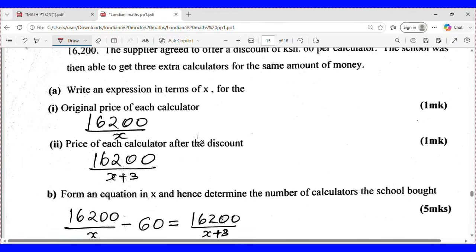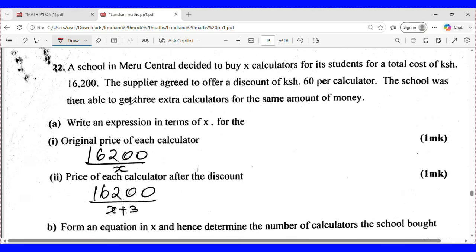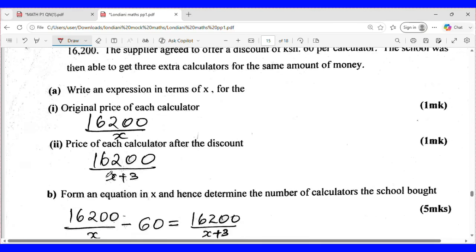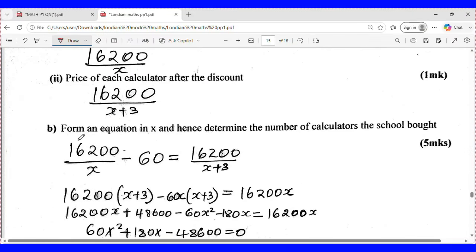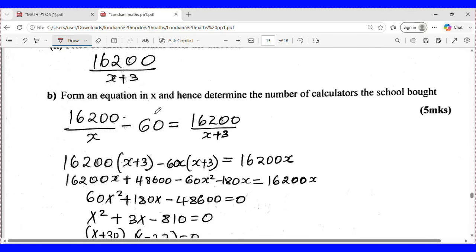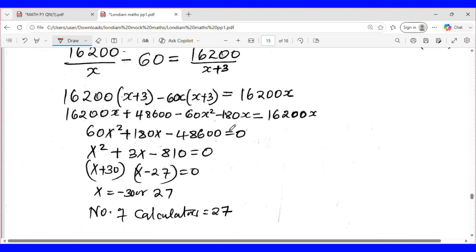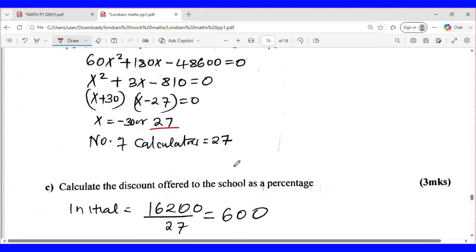The price for each calculator after the discount. Now the number of calculators is going to be extra by 3, so we will have X plus 3, right? That is correct. So it means now we will form this. This one is the cost for each. When you subtract, this one will be equal to this. Simplifying that one, it will give you the number of calculators to be 27.